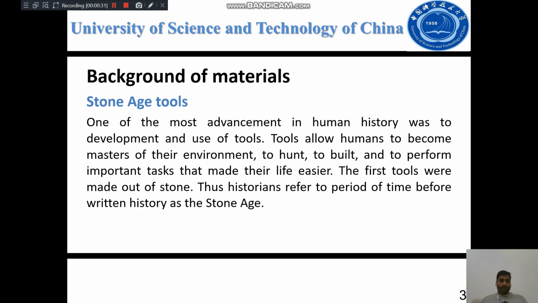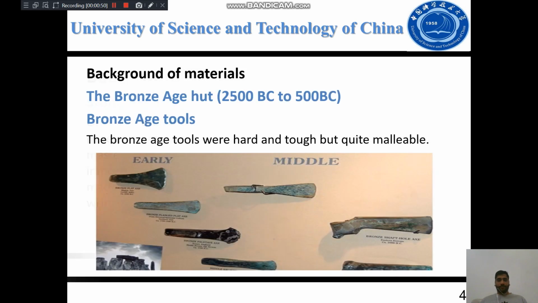Stone Age tools. One of the most important advancements in human history was the development of the use of tools. These tools allowed humans to become masters of the environment, to learn to build, and to perform important tasks that made their life easier. The first tools were made of stone. Historians refer to the period of time before written history as the Stone Age.